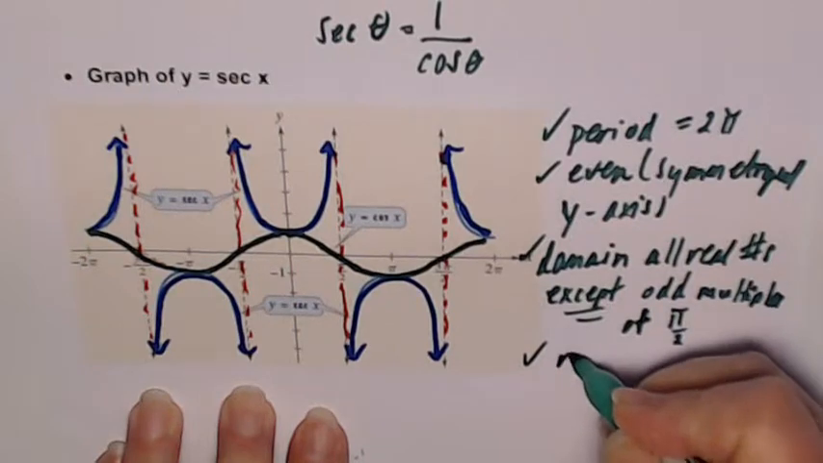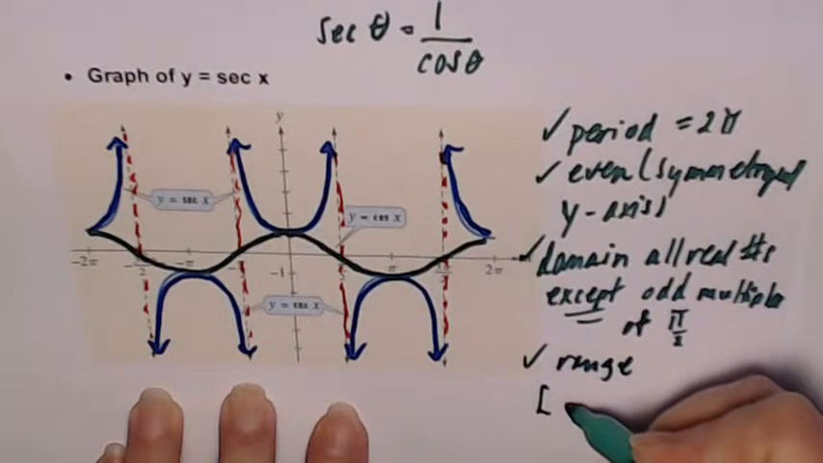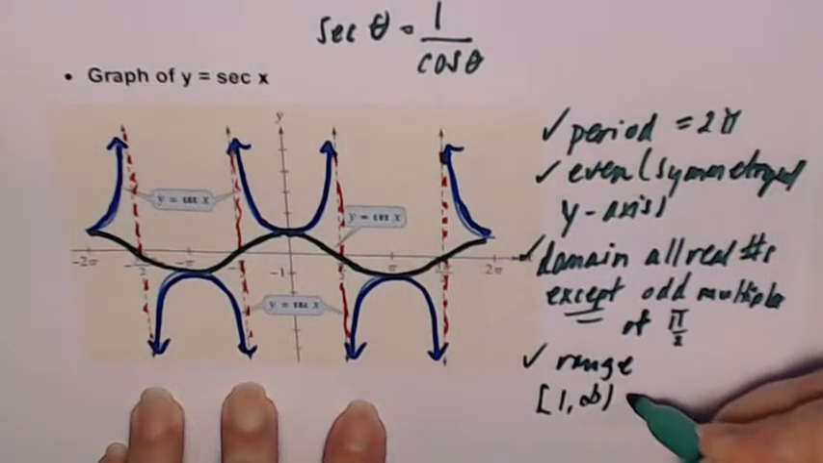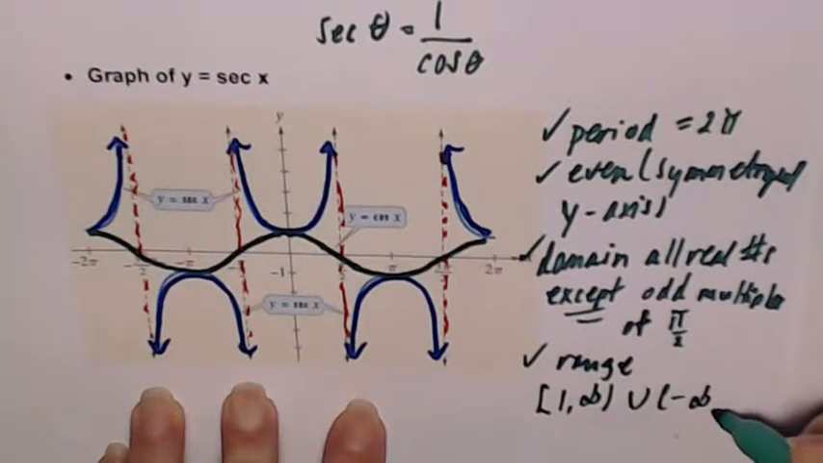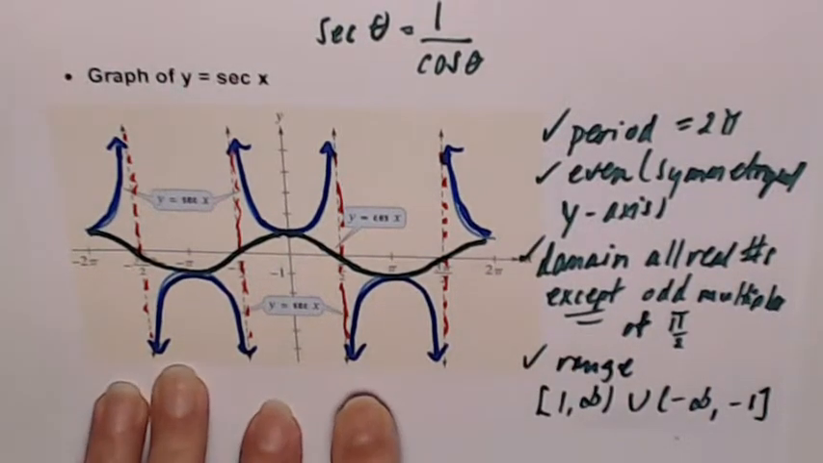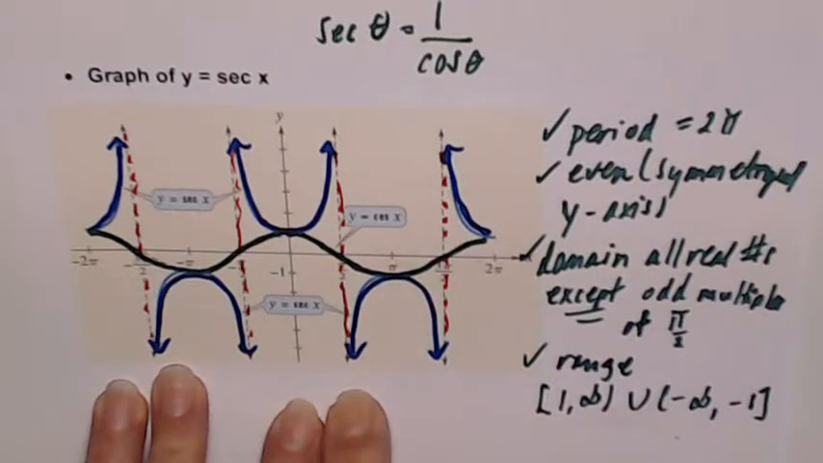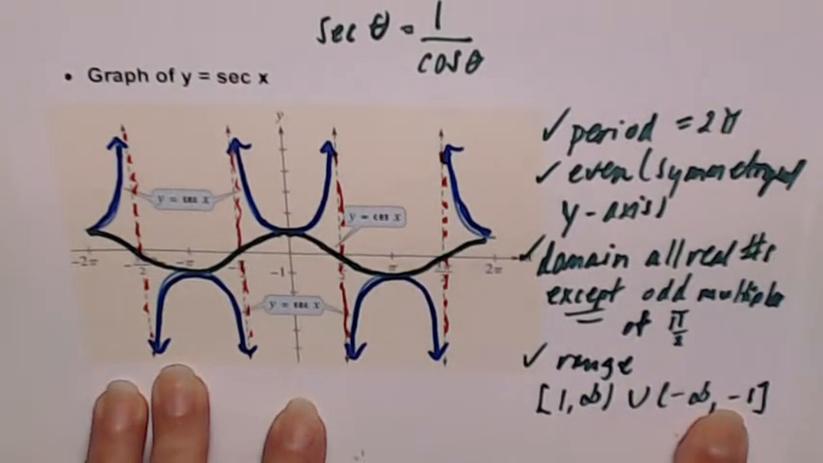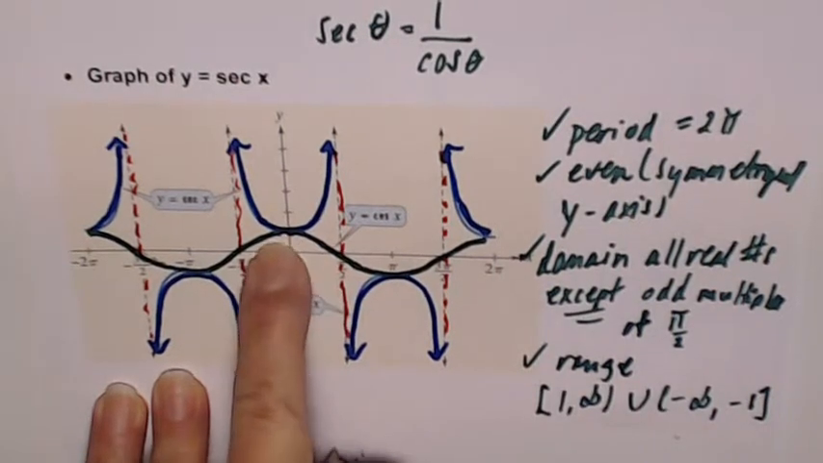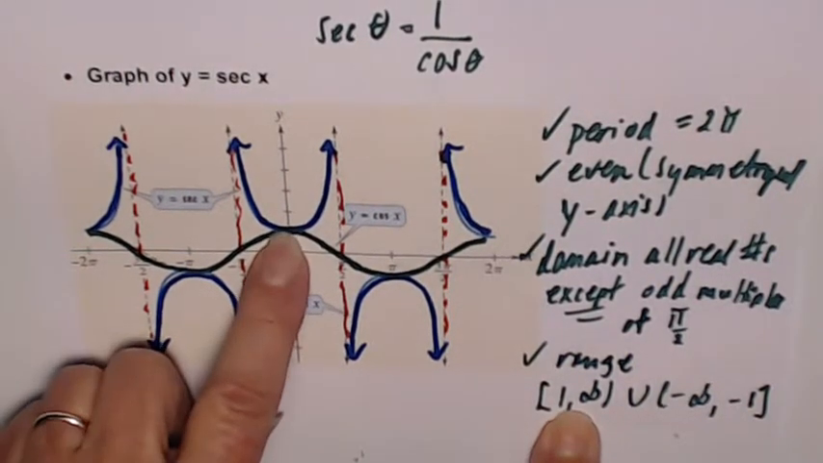And now looking at range here, range is going to be the same as it was for cosecant. We're going to go from 1 to infinity, and then we are also going to have our range go from negative infinity to negative 1. So if we look here, we have a minimum value for our cosine function, which gives us this max for our secant. So we come from negative infinity, we hit a max of negative 1. For these, this maximum for cosine gives us a minimum for secant, so our range starts at 1 and goes to positive infinity.